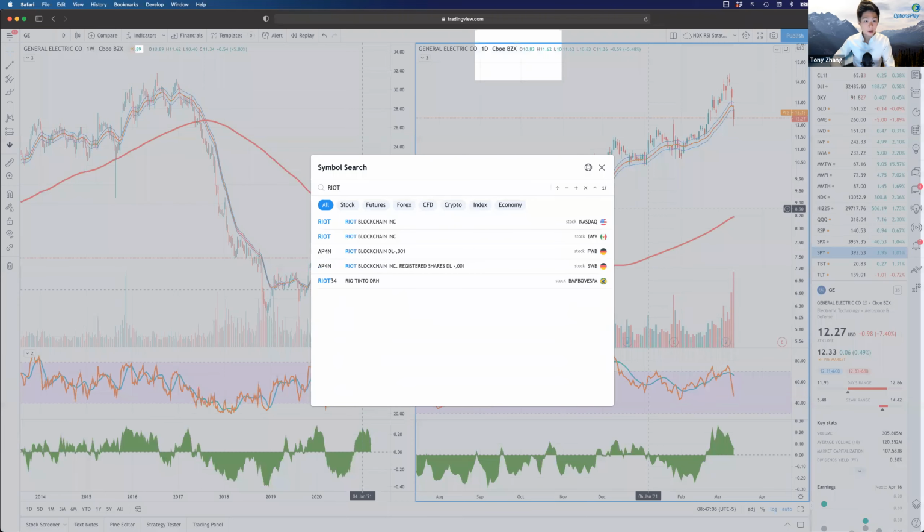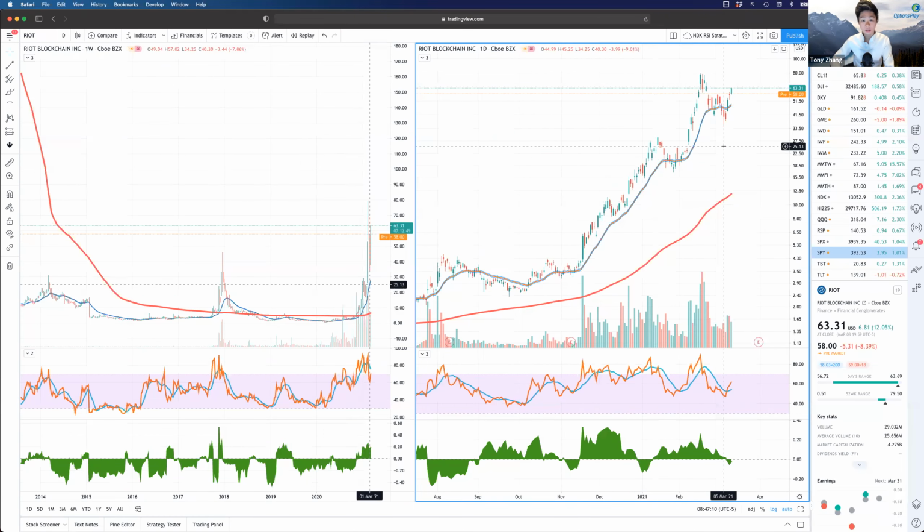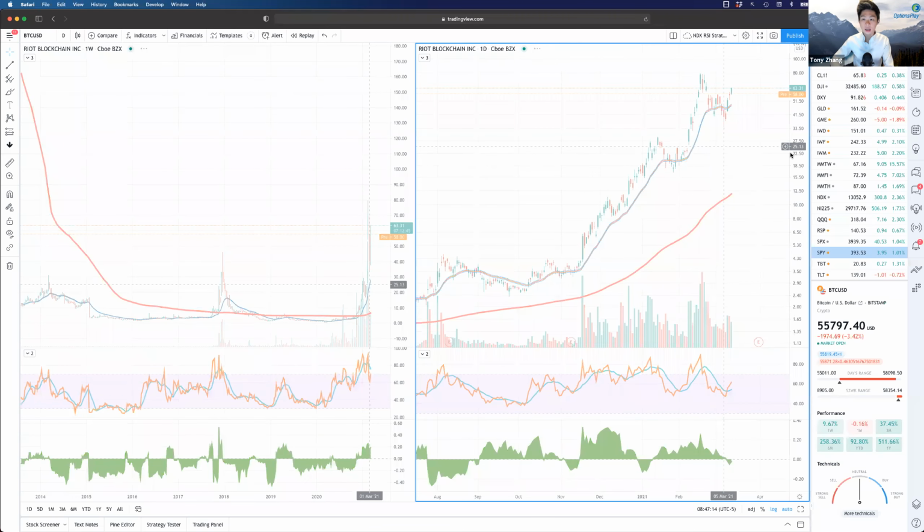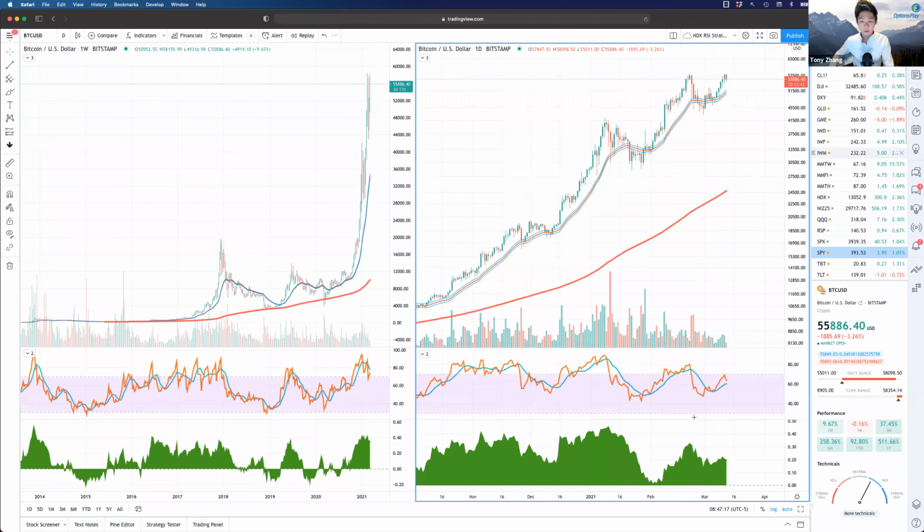The next one is Riot. Now, Riot Blockchain is really just a proxy, if you will, for Bitcoin. So I think the best thing to do is just take a look at Bitcoin. And the one thing I want to point out here is that we're starting to see massive negative divergence from Bitcoin as it continues to make higher highs. It is failing to make higher highs on momentum. And as you can see, money flow is looking weaker and weaker here on Bitcoin.